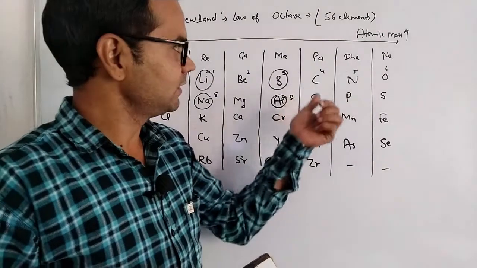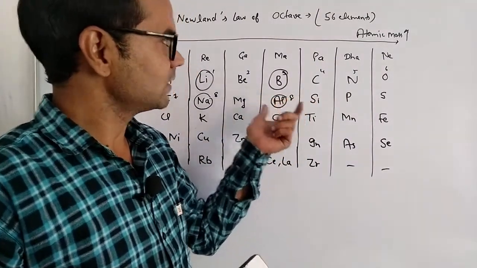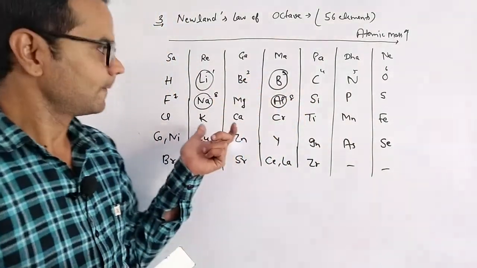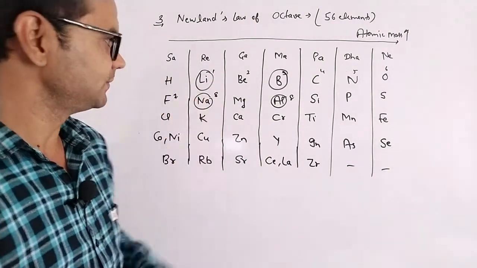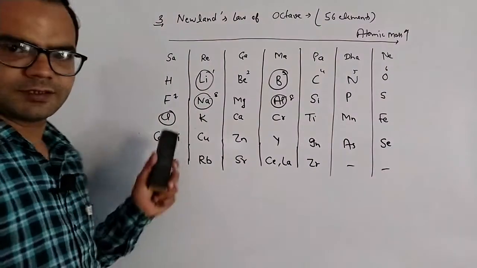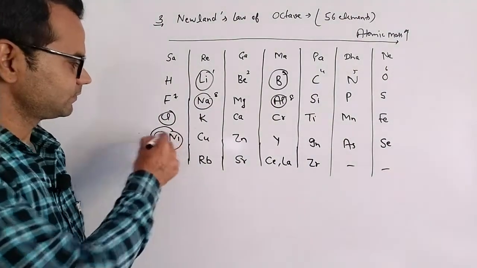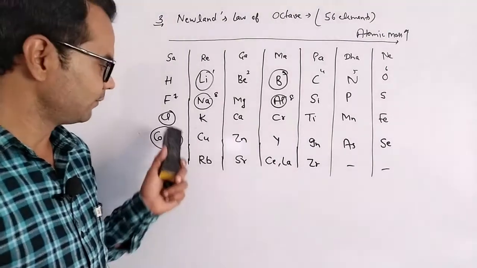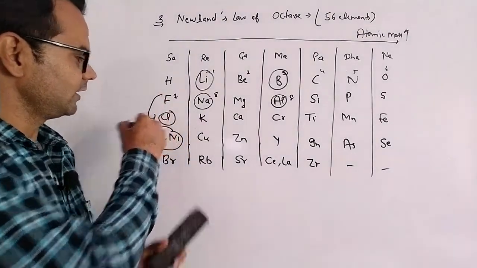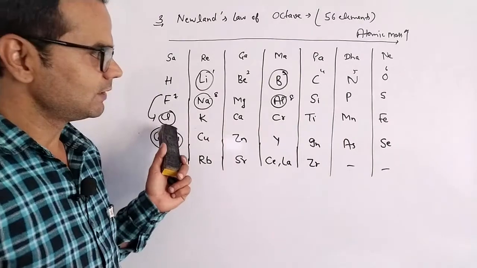If we clearly see this arrangement, there are some irregularities. First irregularity: after chlorine, two elements are placed in one slot. How can it be possible? And both are metals. Fluorine and chlorine are non-metals.